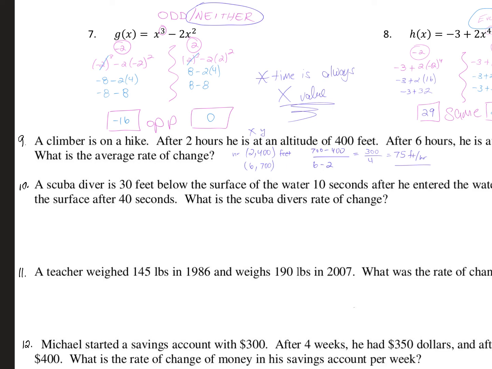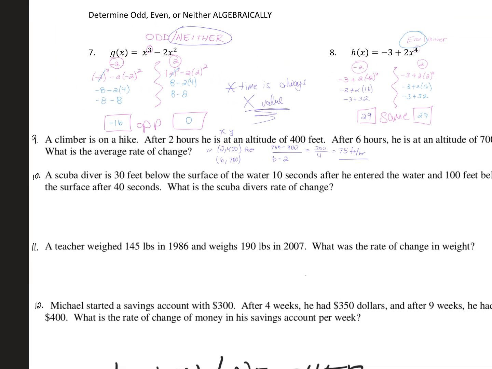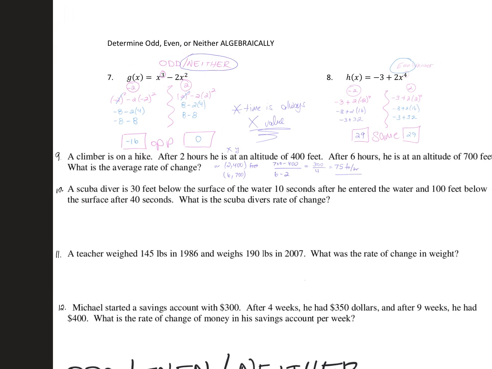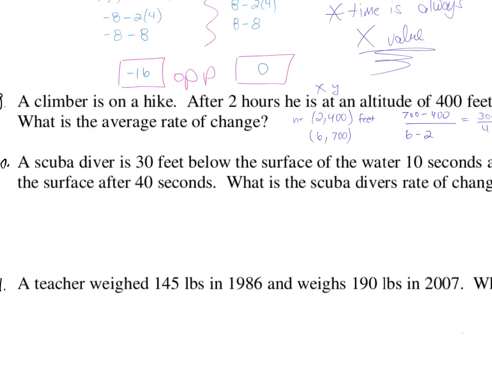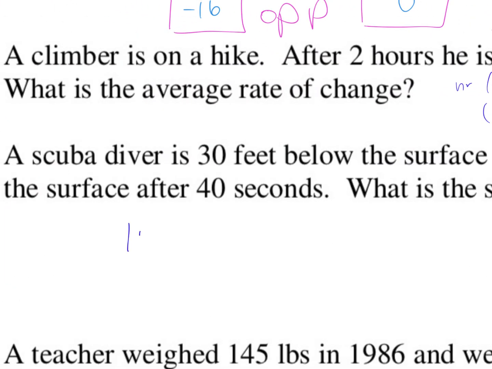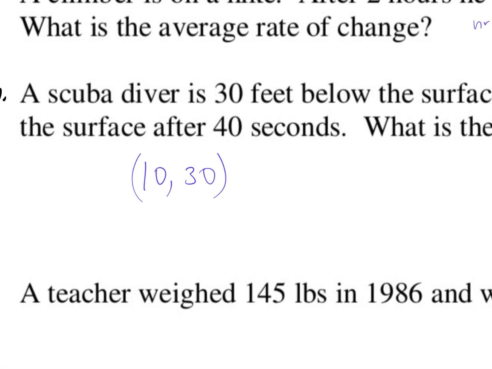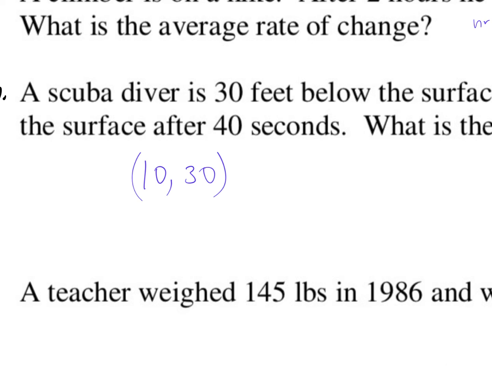A diver's 30 feet below the surface of the water after 10 seconds. And then he's 100 feet after 40. What are my two ordered pairs? 10 and 30 and 40. Okay, 10 is my time. 30 is the depth, right? So this is what, seconds? Seconds over here, feet over here. And then my second one is after 40 seconds, he's where? 100. All right, so the average rate of change.